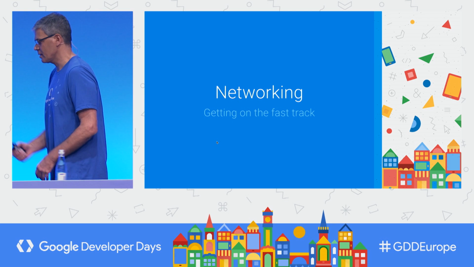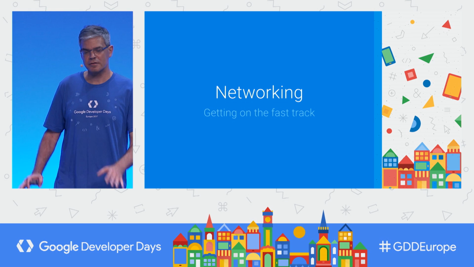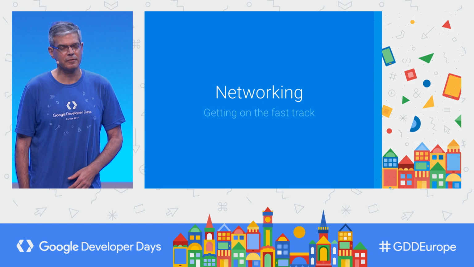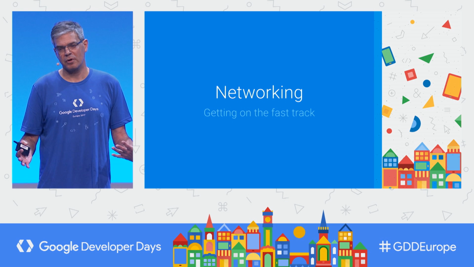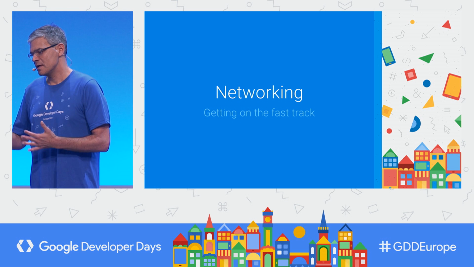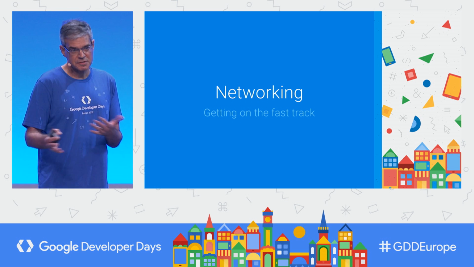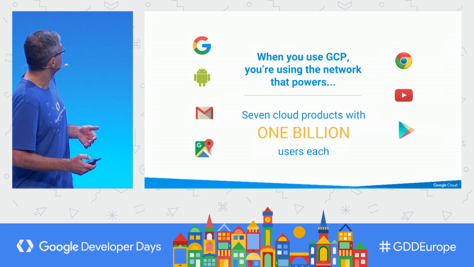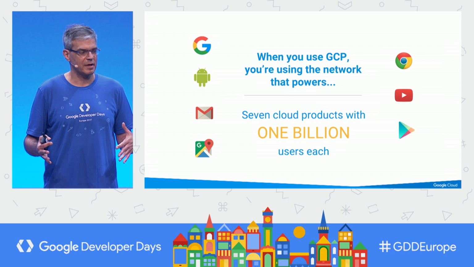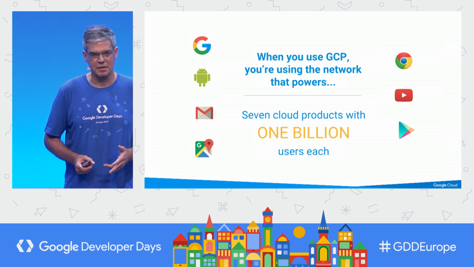So thanks, Mete. I'd like to briefly touch on something that I think is largely invisible to most people when they're using our cloud platform. When you deploy one of the computing elements that Mete just talked about, the data that's moving around either from the outside world into Google's cloud or between systems within our cloud is riding on top of the same network that powers these 7 products, each with 1 billion users.